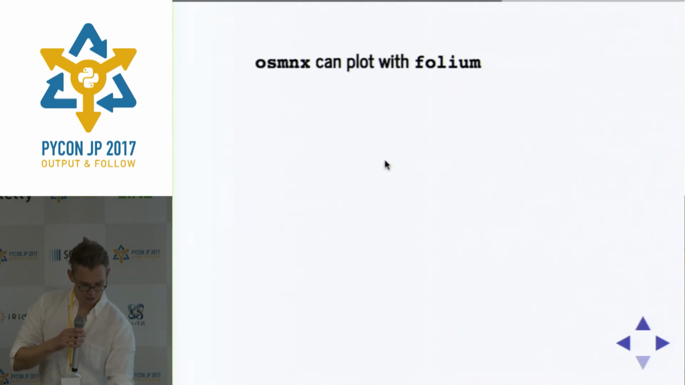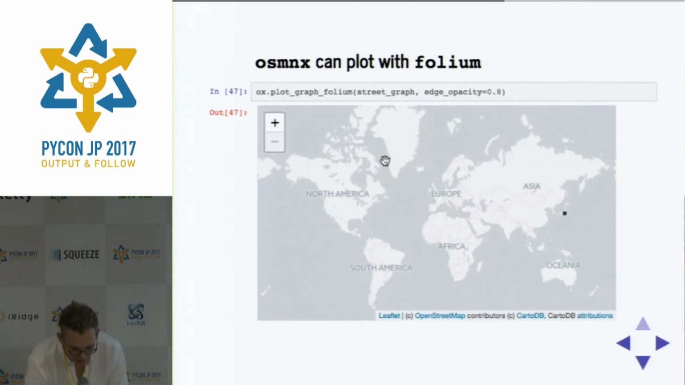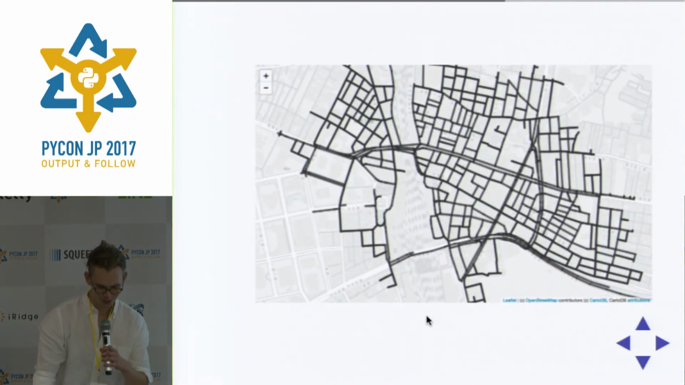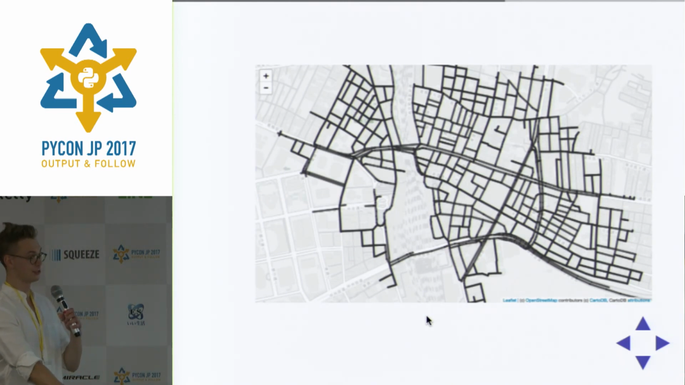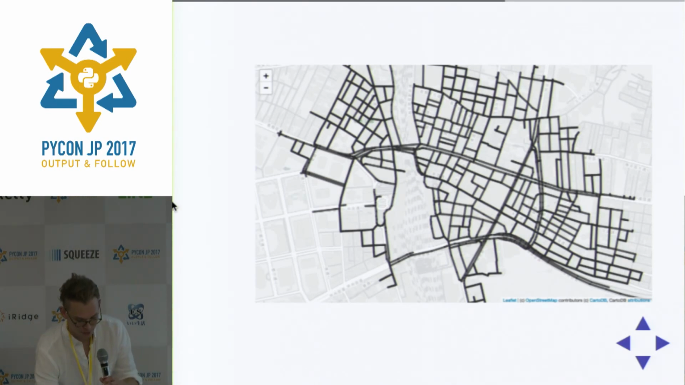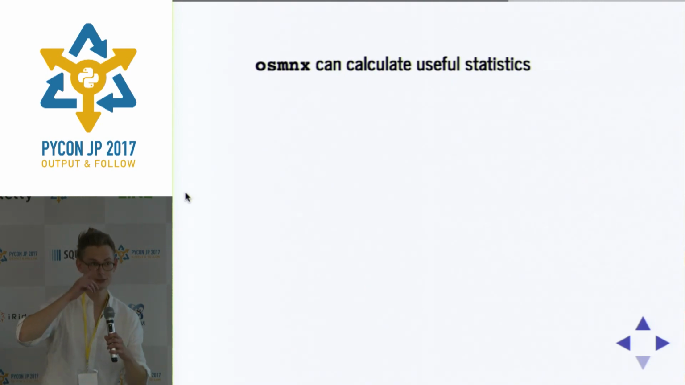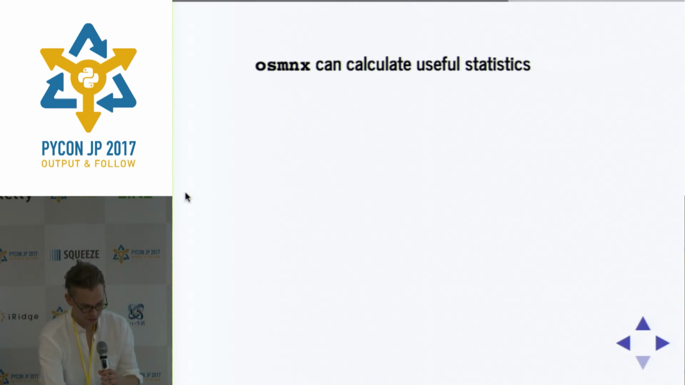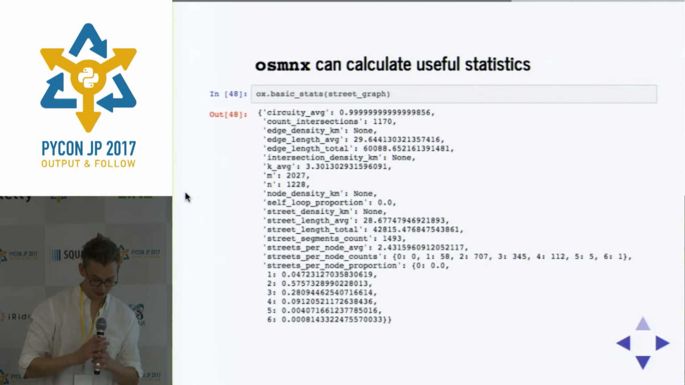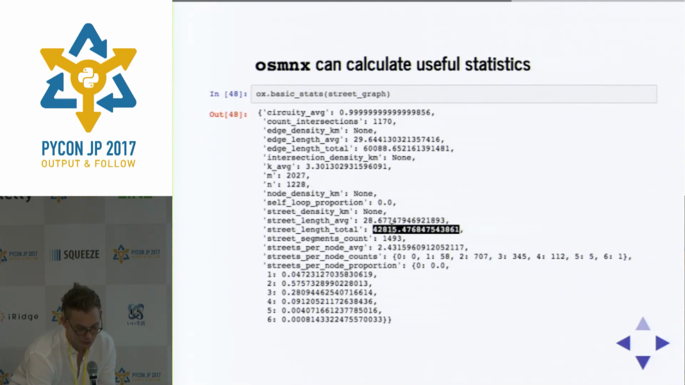So OSMnx has this nice Folium integration, so you can just plot. Okay. It's zoomed out a bit. Fortunately, I took a screenshot. So if we zoom in on that, you can see here it's the street network overlaid on a base map. So OSMnx can be used with Folium. And because all the data is stored as a NetworkX graph, you can also use it to calculate some useful statistics. Like for instance, in this small road network, we can see that there's actually 42 kilometers of road just in that small part of Shinjuku.